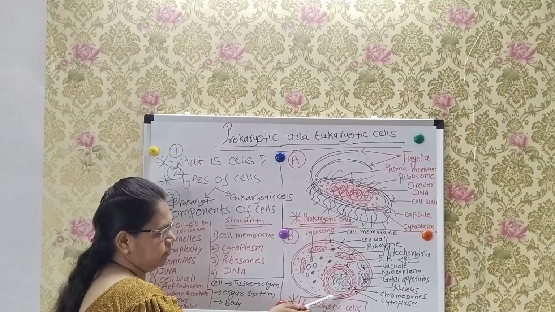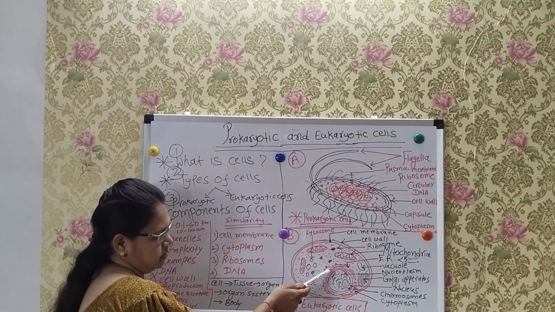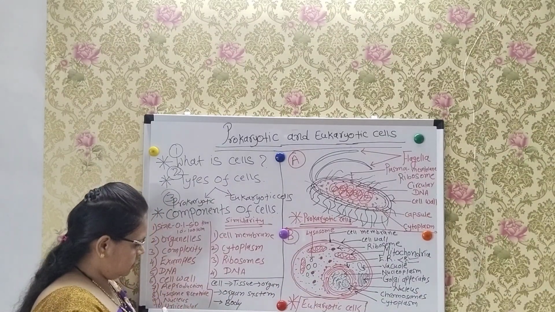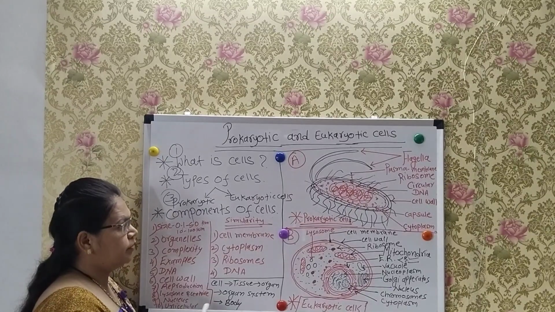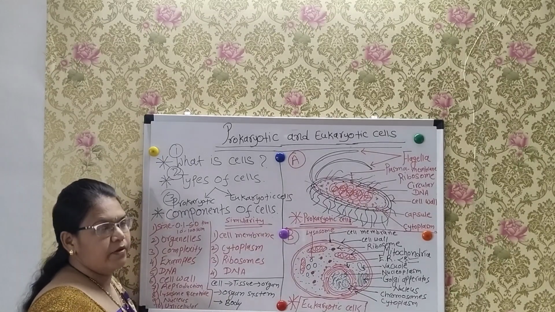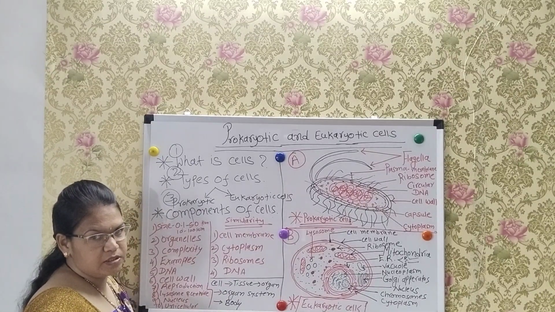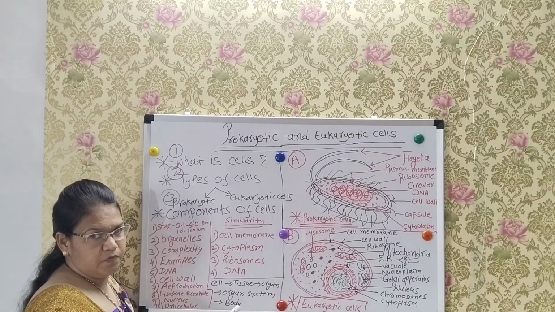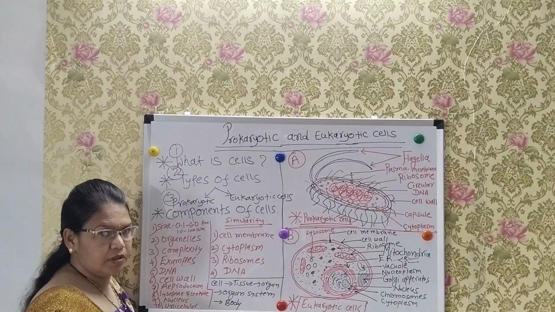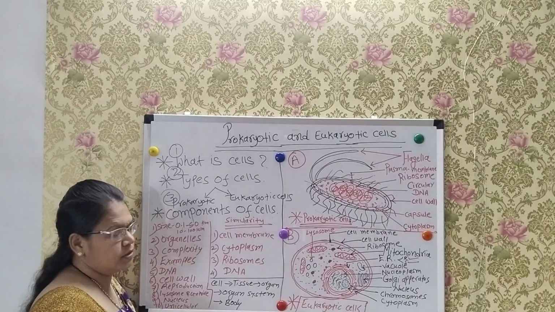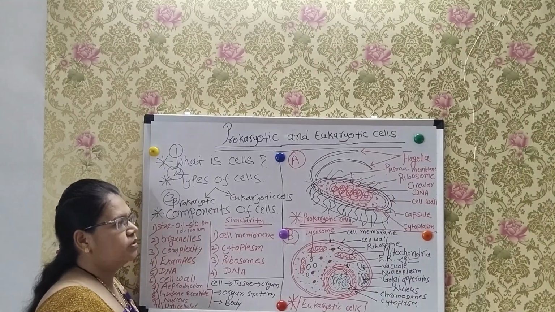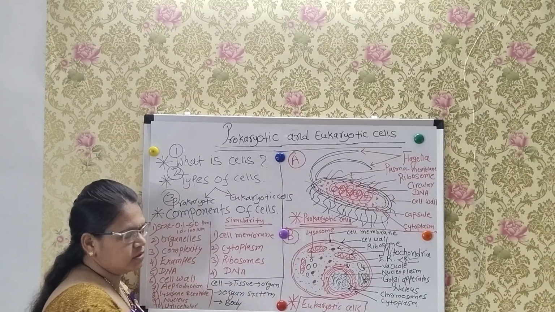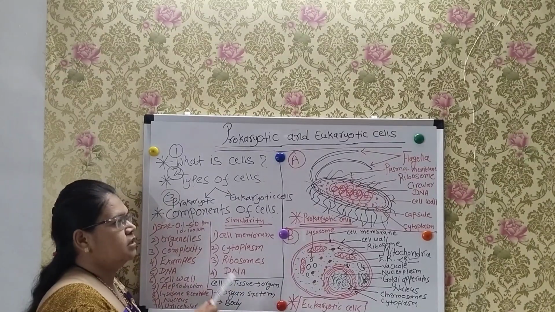The nucleus is covered by the endoplasmic reticulum. Prokaryotic cells are mainly unicellular, but eukaryotic cells are found in multicellular organisms and also unicellular organisms. So this type of difference we see between prokaryotic cells and eukaryotic cells.